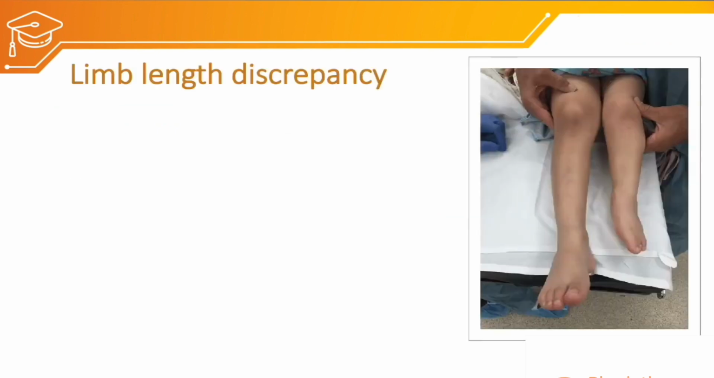Now we'll be thoroughly discussing how we can measure the limb length of the lower limb. Before understanding how to measure the lower limb length, we have to first understand limb length discrepancy. So what is limb length discrepancy? It is also called anisomelia.